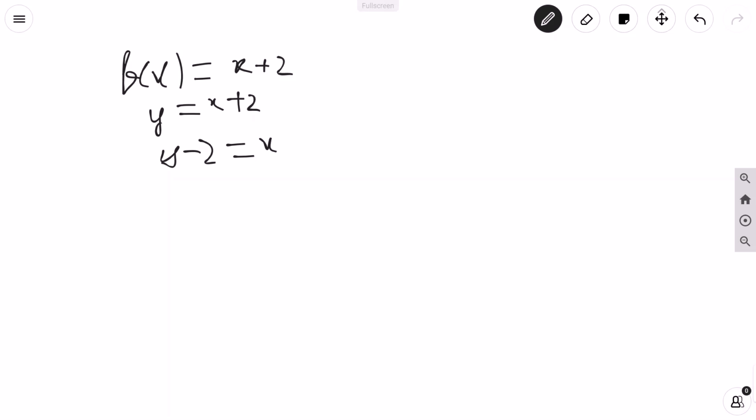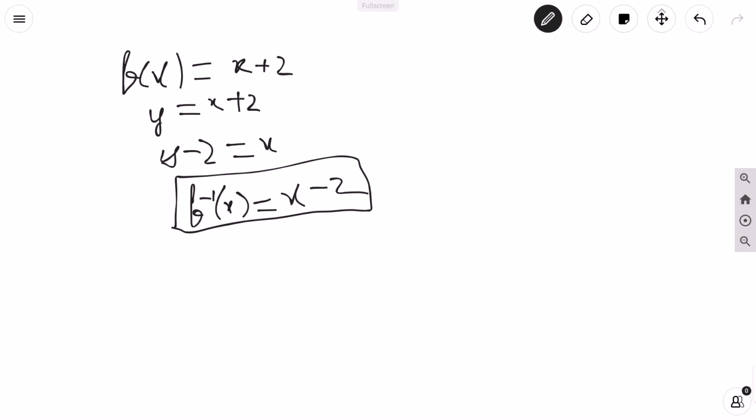The last step is to write the inverse function of f of x. When you write here, please listen carefully. You put x over here instead of y and you write it as f inverse of x equals x minus 2, and that's done. This is going to be your final answer. This is how you solve an inverse function.